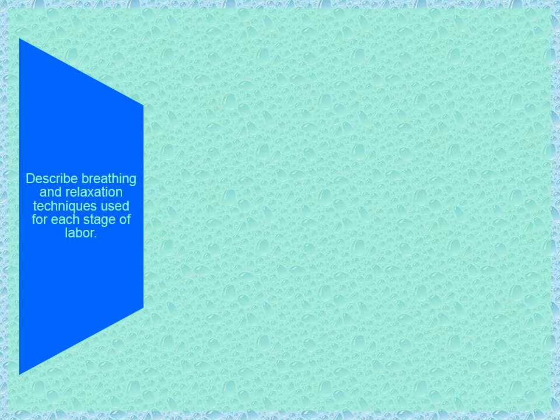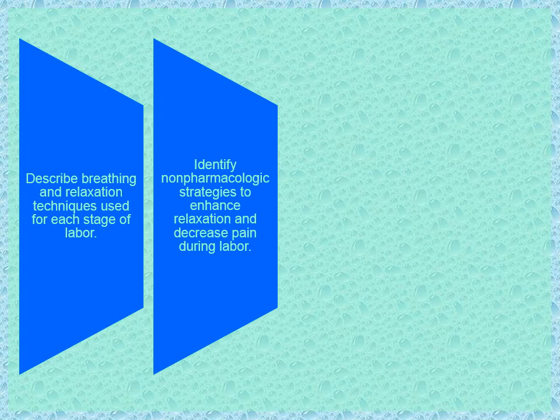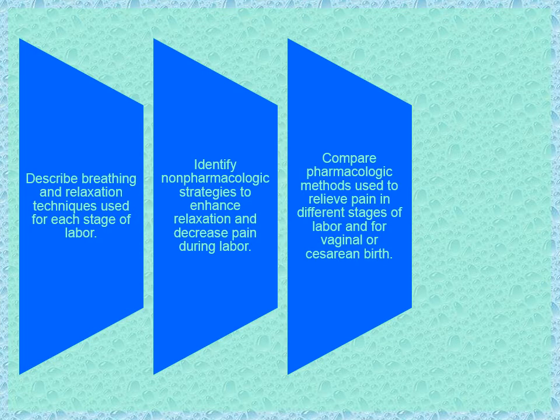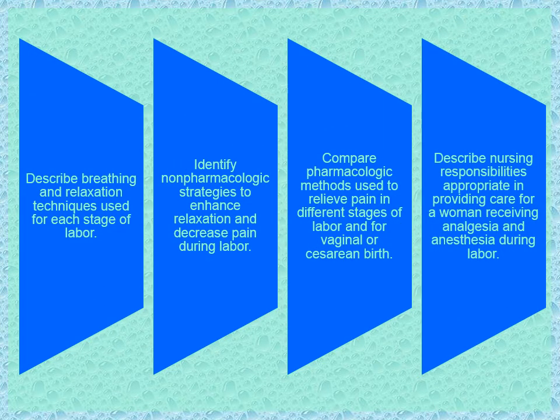Upon completion of this lesson, the student should be able to describe the breathing and relaxation techniques used for each stage of labor, identify non-pharmacologic strategies to enhance relaxation and decrease pain during labor, compare pharmacologic methods used to relieve pain in different stages of labor and for vaginal or cesarean birth, and describe nursing responsibilities appropriate in providing care for a woman receiving analgesia and anesthesia during labor.